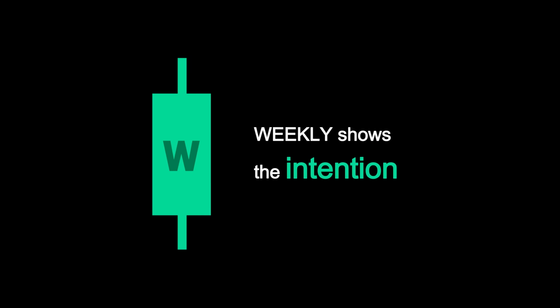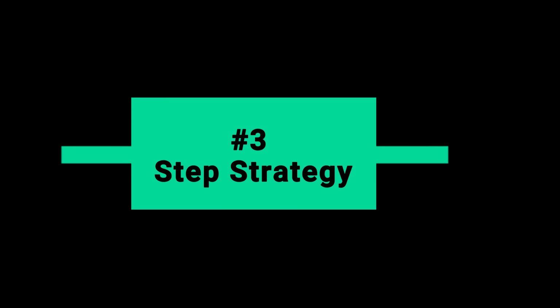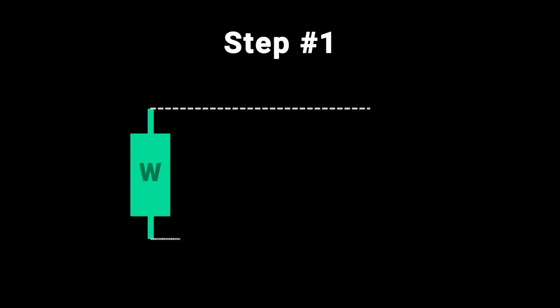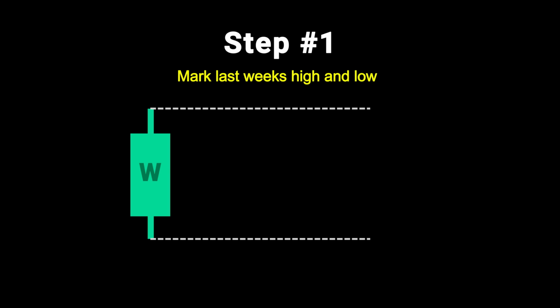Now let's turn this into a simple 3-step strategy. Step number 1, mark last week's high and low. This is the entire map. Just 2 levels, last week's high and last week's low. These act like magnets for liquidity.